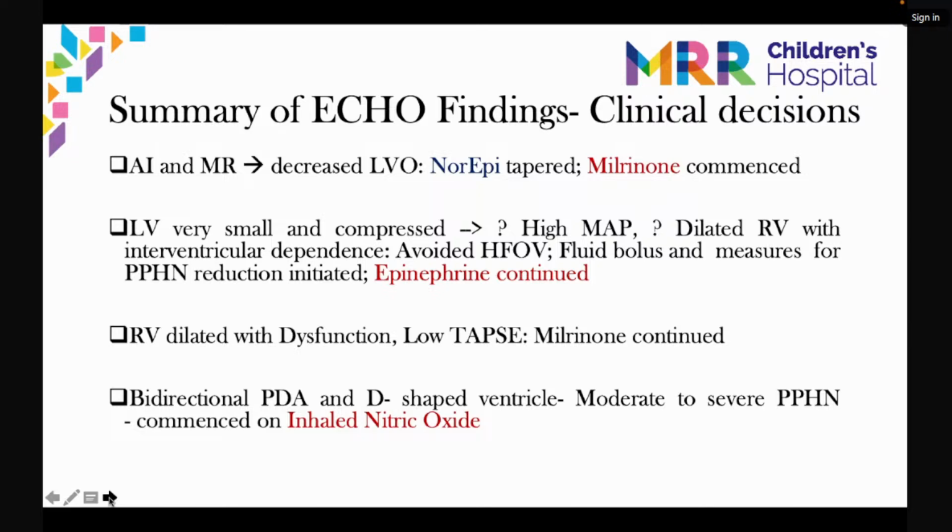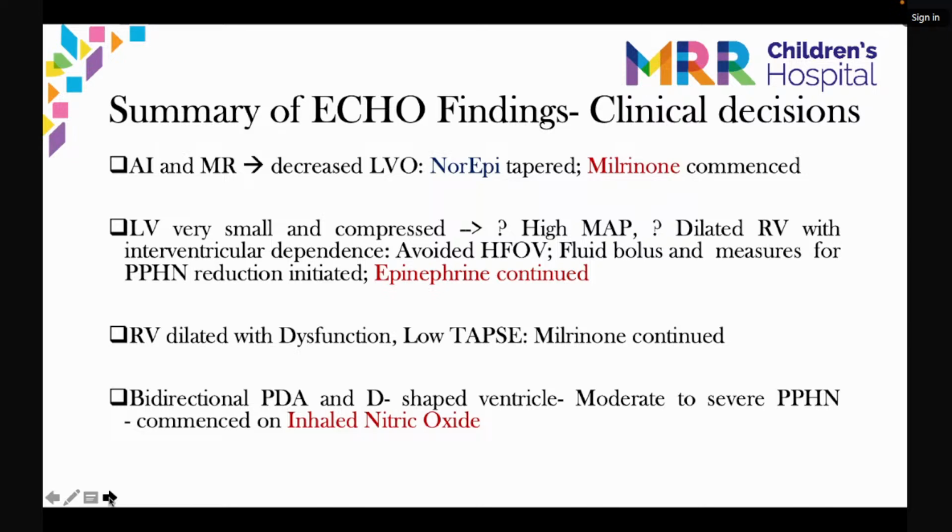Epinephrine was continued in the low dose for its inotropy. The RV was dilated. The RV had dysfunction. You had a TAPSE, which was on the lower side. So milrinone was continued in this scenario. And because the PDA was bidirectional and there was a D-shaped or interventricular flattening, which was seen, which was implicative of moderate to severe PPHN, the child was commenced on inhaled nitric oxide.